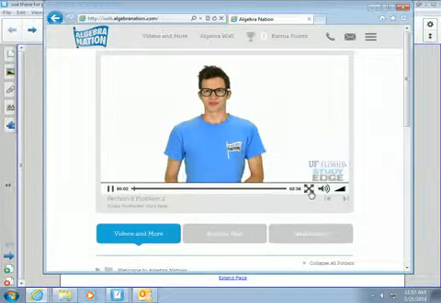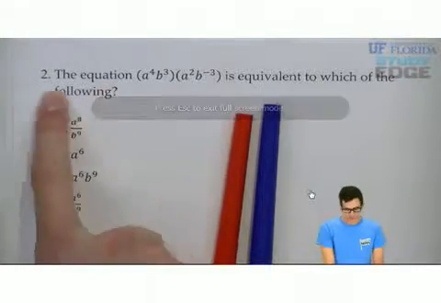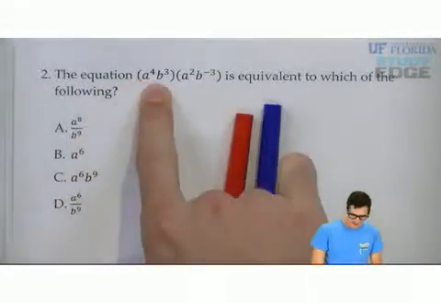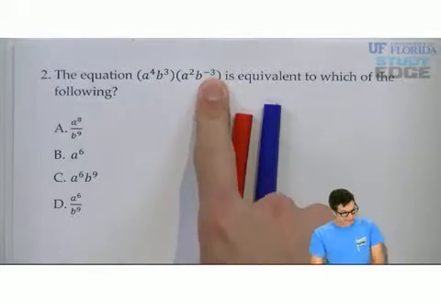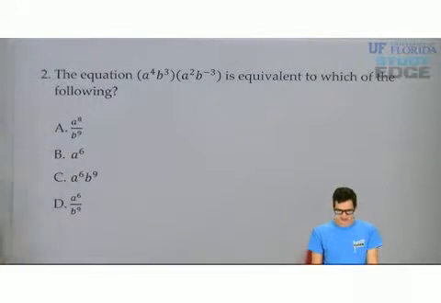For Nation, let's work through another sample question. So here's what we have. We're given this expression here, not an equation, that's wrong. The expression a to the 4th, b to the 3rd, times a squared, b to the negative 3rd, is equivalent to which of the following? And now we have some answer choices here.